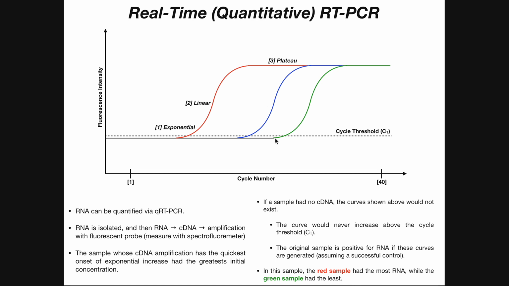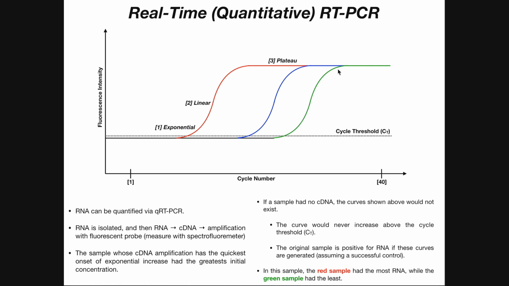Okay? So yeah, in this sample, the red sample had the most RNA, while the green sample had the least. And because the green one was the least originally, that's why it took so long to see that increase in fluorescence, which means increase in DNA, at the amplification step. Okay? And so it doesn't mean that there wasn't any RNA, there clearly was.